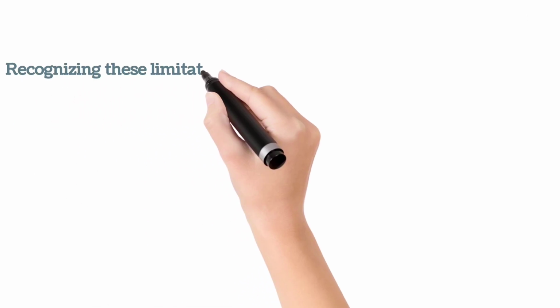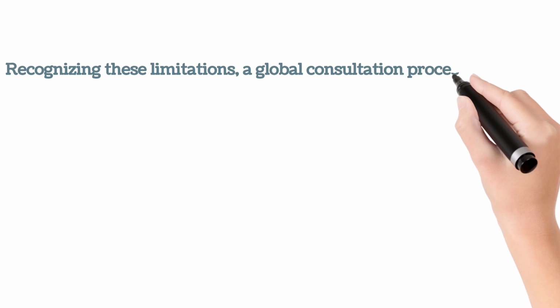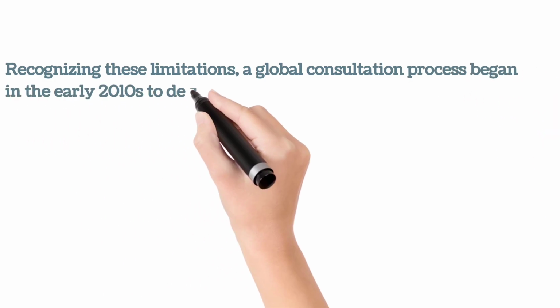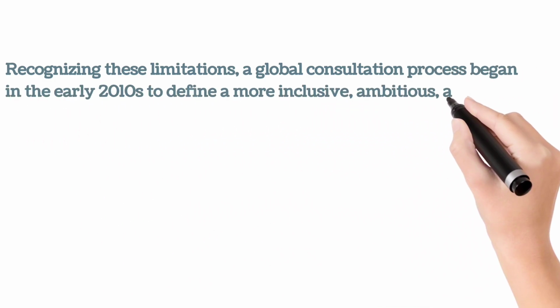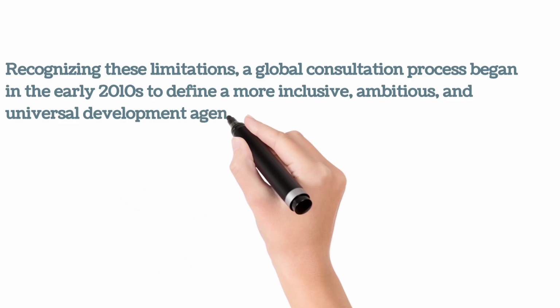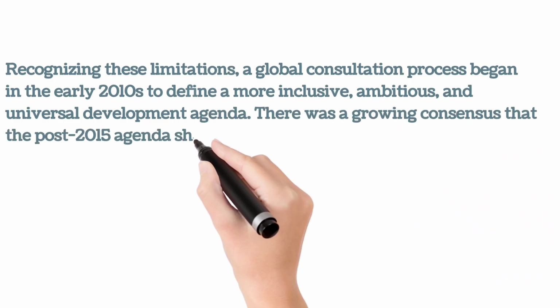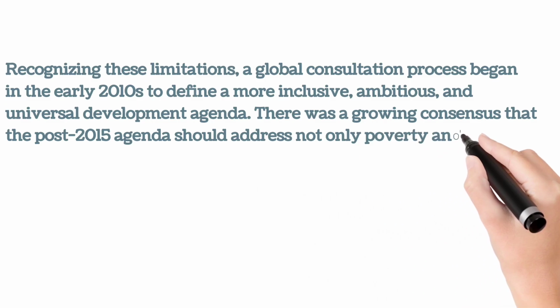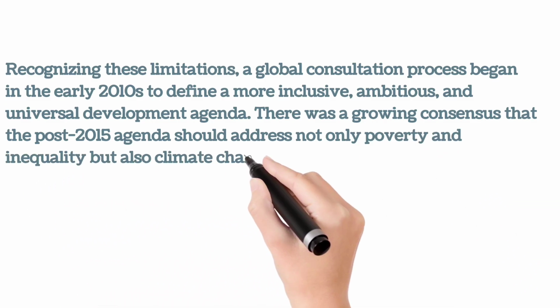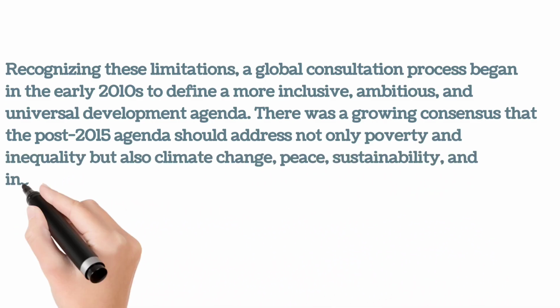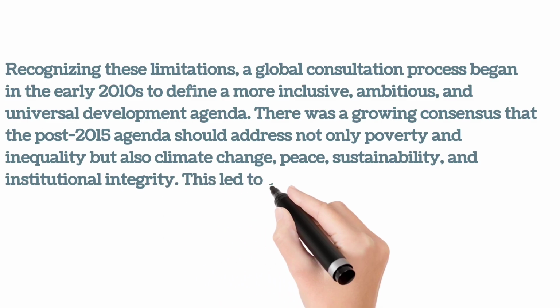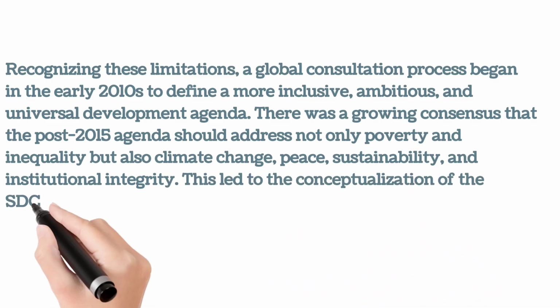Recognizing these limitations, a global consultation process began in the early 2010s to define a more inclusive, ambitious, and universal development agenda. There was a growing consensus that the post-2015 agenda should address not only poverty and inequality but also climate change, peace, sustainability, and institutional integrity. This led to the conceptualization of the SDGs.